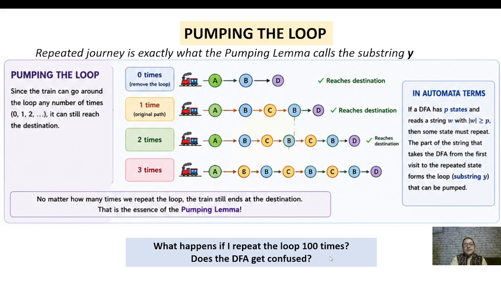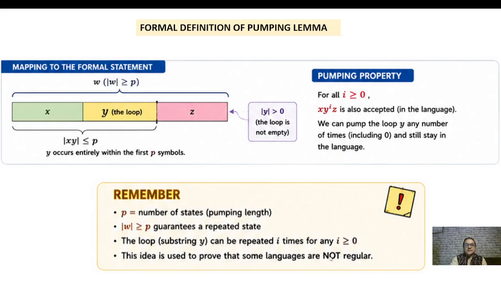Similarly, a DFA still accepts the string. What happens if I repeat the loop 100 times? Does the DFA get confused? No, because it returns to exactly the same state and the same destination.